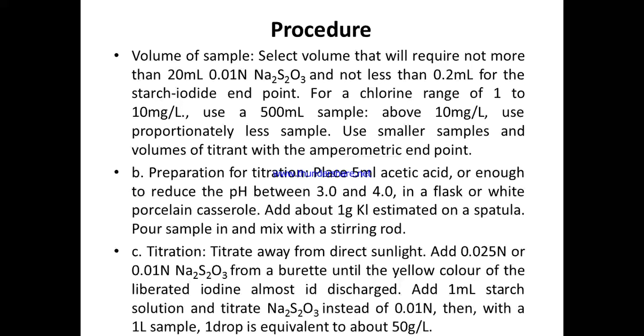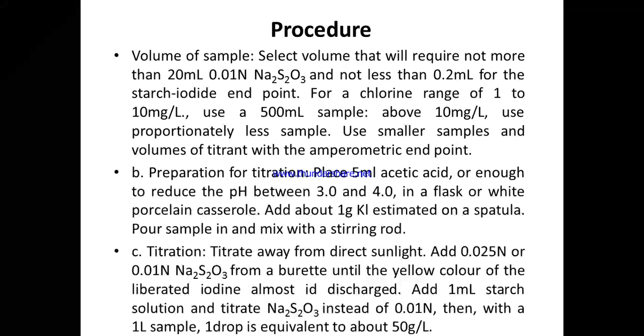So we prepare for titration. The titrant is standard Na2S2O3, that is sodium thiosulfate solution, which is put into the burette. Place 5 milliliter of acetic acid, or enough to reduce the pH. We will try to maintain the pH between 3 and 4, which is why we use acetic acid, in a flask or white porcelain casserole. Add 1 gram of potassium iodide estimated on a spatula, pour the sample in and mix with a stirring rod.